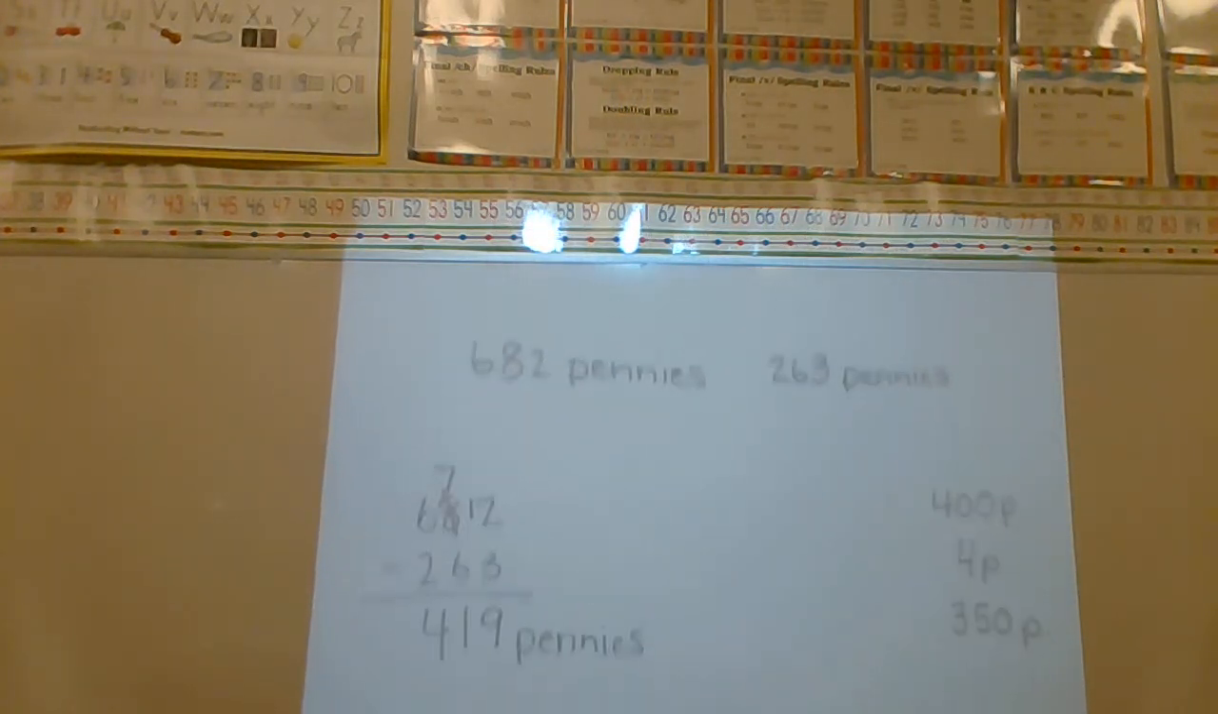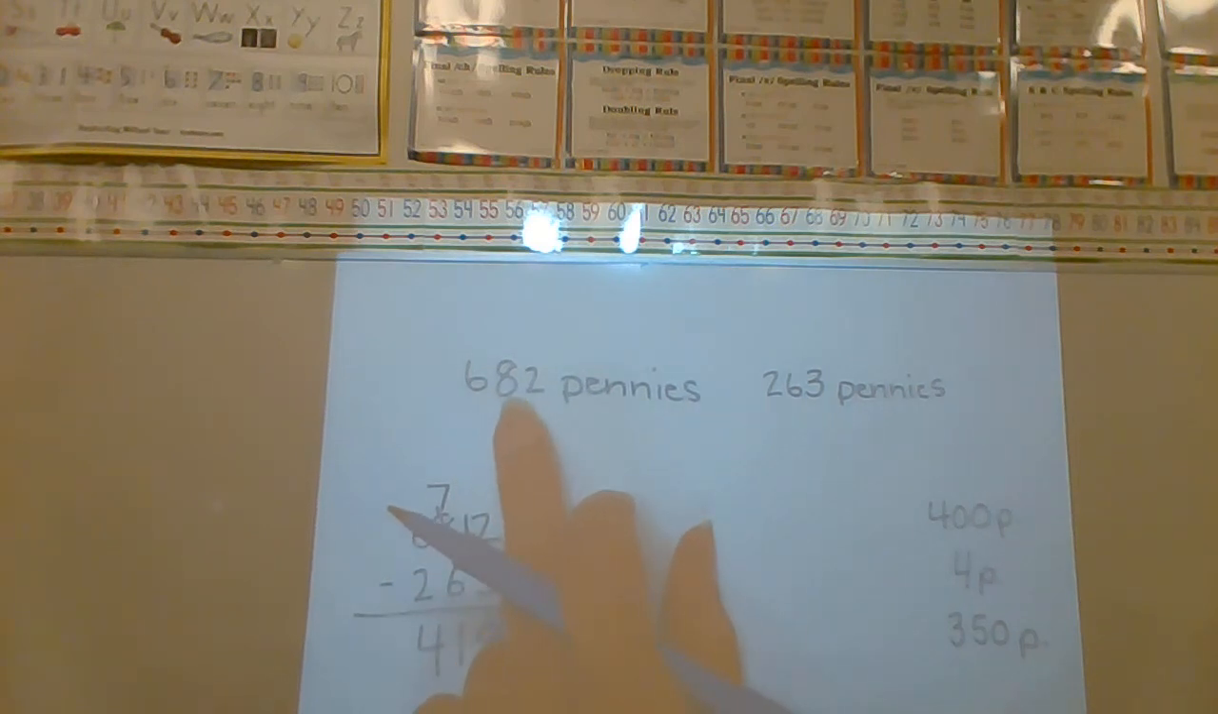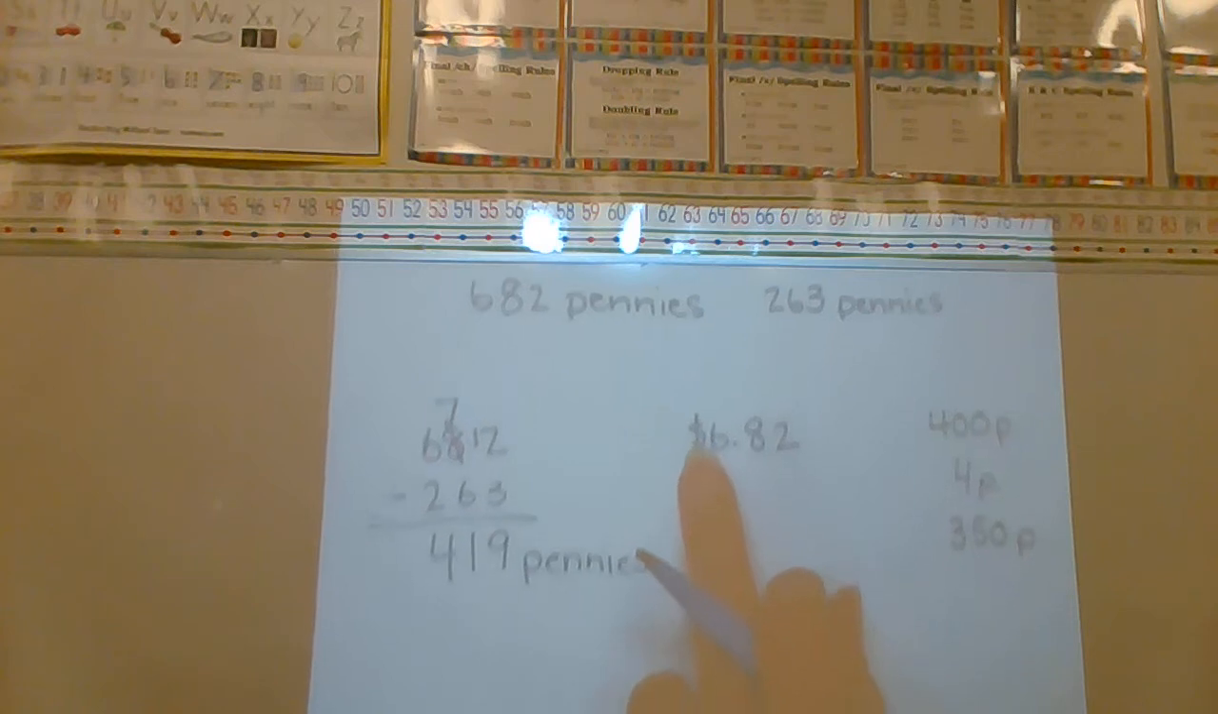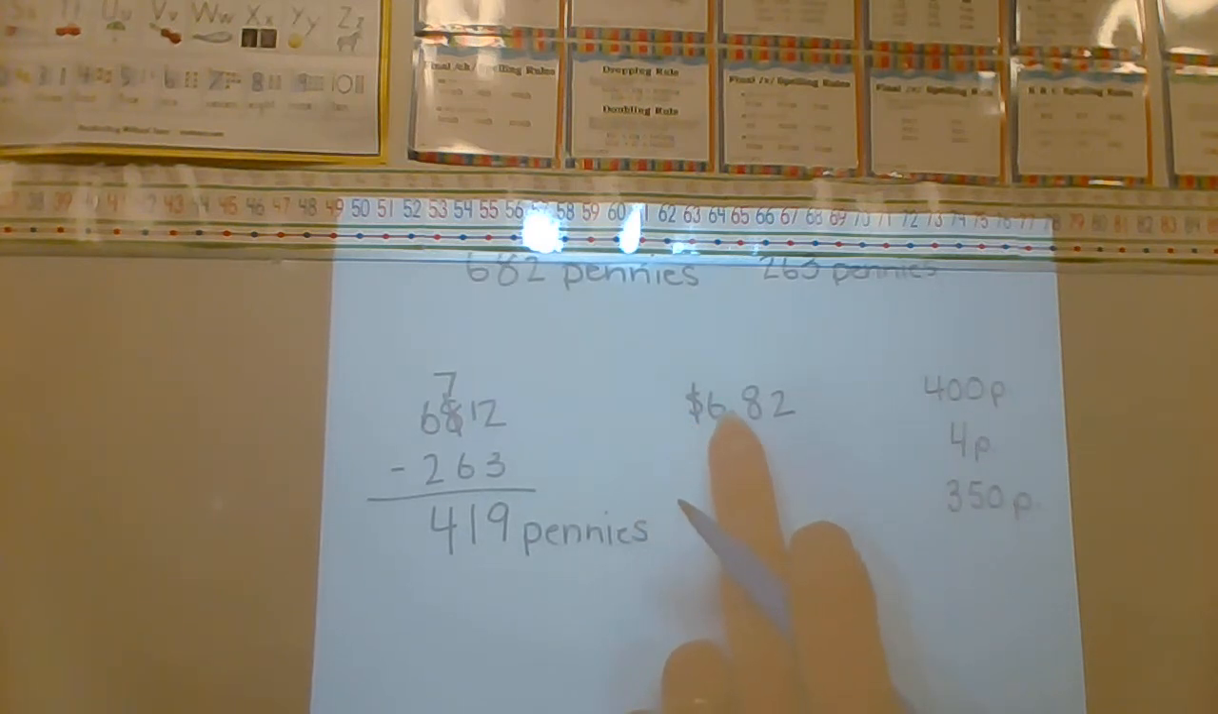Now, if I did have 682 pennies, I can also write that with my dollar signs. How about my dollar signs? How much money is 682 pennies? That's right, it would be $6.82. Remember, dollar sign, dollars on this side, decimal, cents over here. The decimal separates our dollars from our cents.